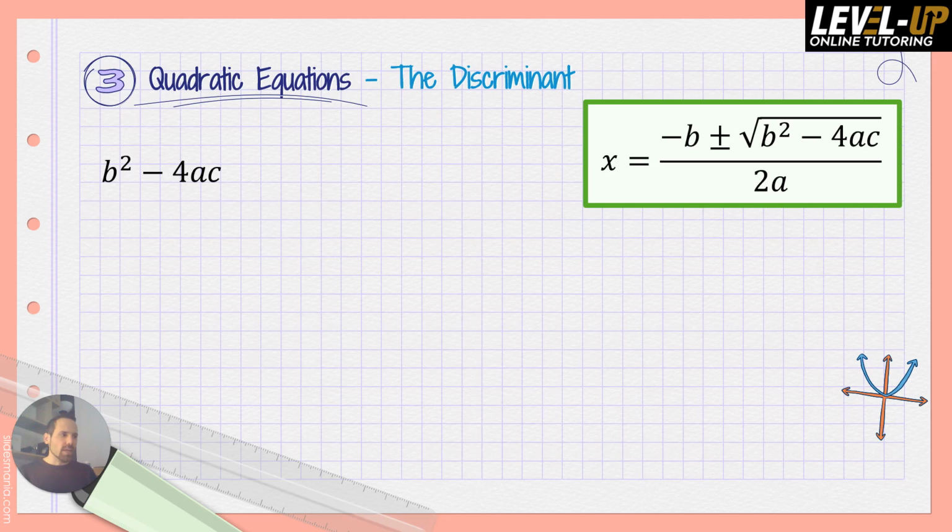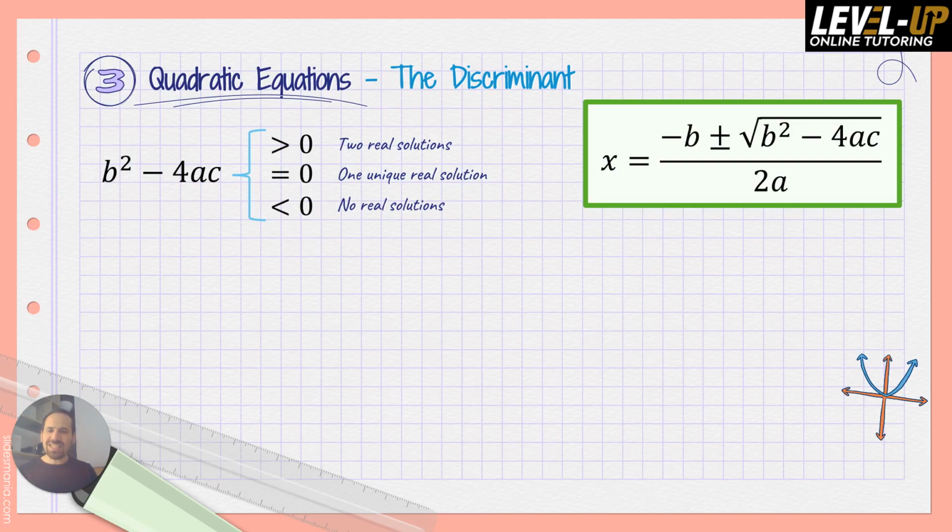An important part of the quadratic formula is what's known as the discriminant, which is this part, the b squared minus 4ac, the part inside the brackets. This is often asked in more advanced problems. It indicates how many solutions an equation is going to have. As you see here, if it's greater than 0, we get 2 solutions. If it's equal to 0, we only get 1 unique solution. If it's less than 0, we get no real solutions.